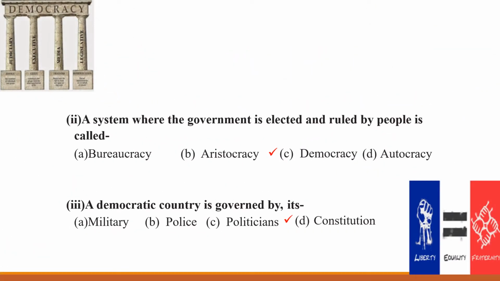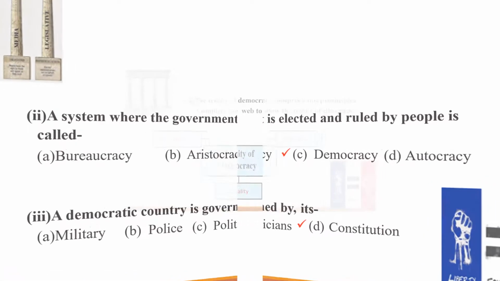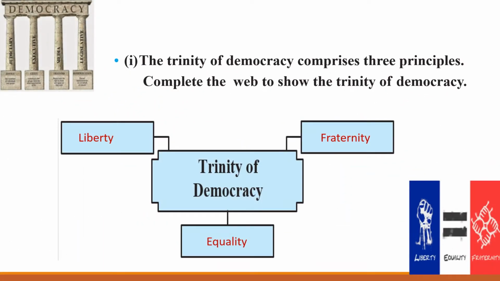The second statement is a system where the government is elected and ruled by people is called democracy. Third statement is a democratic country is governed by its constitution. The trinity of democracy comprises three principles. Complete the web to show the trinity of democracy. The title is Trinity of Democracy of this web diagram and you have to write the branches of it. The three important principles of democracy are liberty, fraternity and equality.